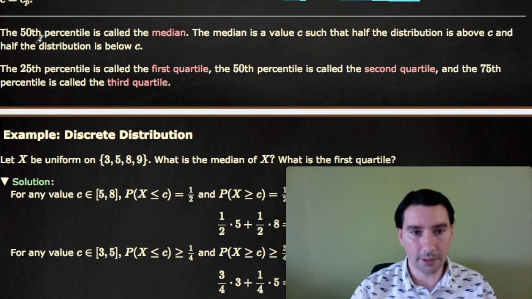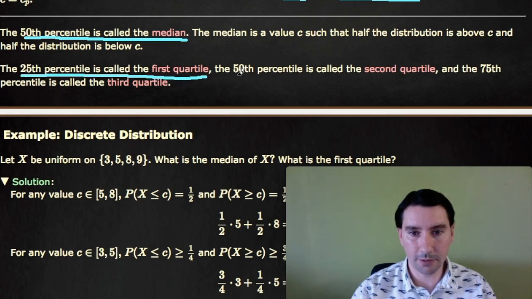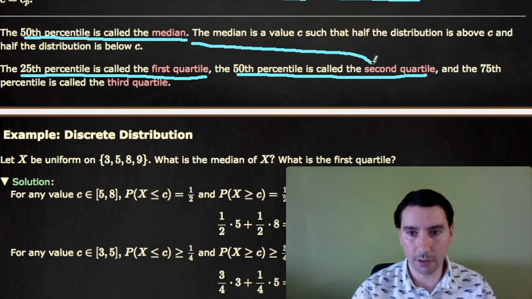The 50th percentile is called the median. It's a special case. The 25th percentile is called the first quartile. The 50th percentile is also sometimes called the second quartile. So the second quartile and the median are the same thing. And the 75th percentile is called the third quartile.